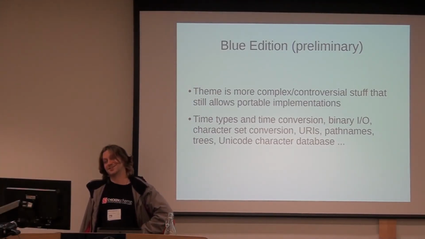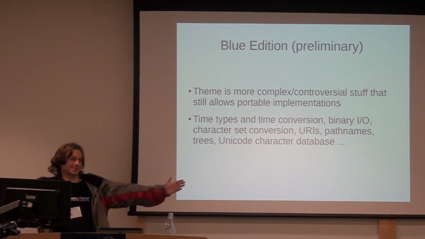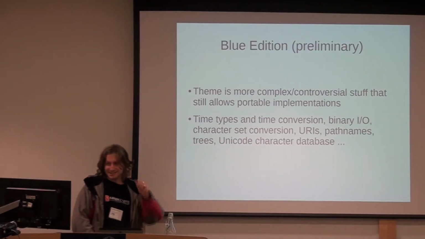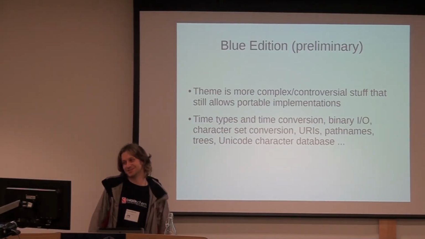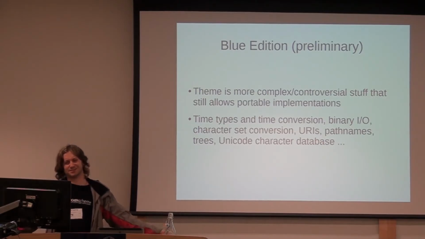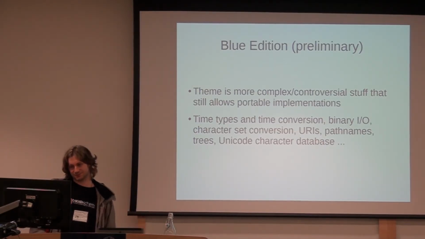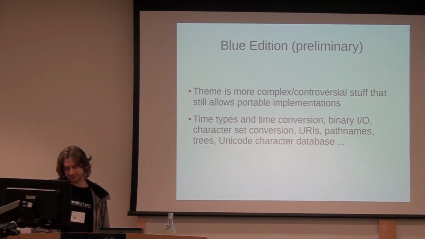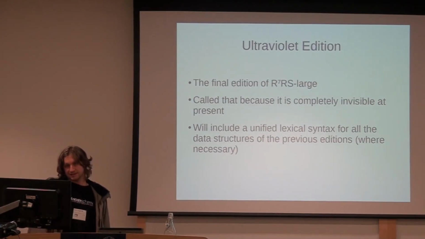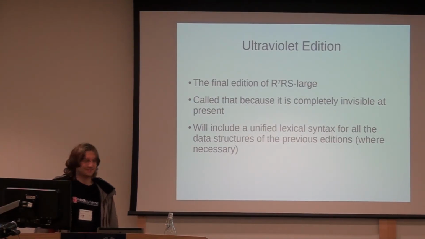Blue edition, complex and controversial, as if choosing a low-level macro system wasn't. Time types, time conversions, binary I/O. See, why is that controversial? I don't know, I think that's easy. Character set conversions, URIs, path names, trees, and so on. A lot of that, I imagine there'll be off-the-shelf SRFIs and prior art we can use by then, hopefully. And then ultraviolet, completely invisible at present.